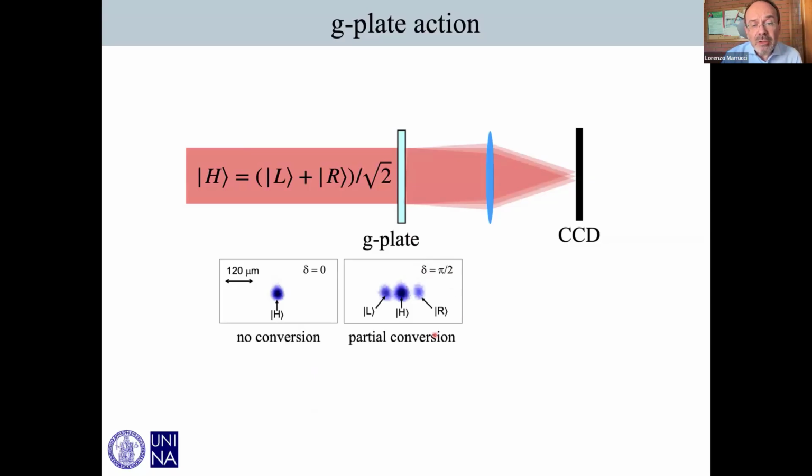In that case, you start to have some effect of the G plate, and what happens is that the left component is phase shifted toward the left, and the right circular polarization is phase shifted toward the right, so that you get 3 spots. And then if delta is equal to pi, you have, let's say, full conversion, so that left polarized light is entirely shifted towards the left and the right towards the right.